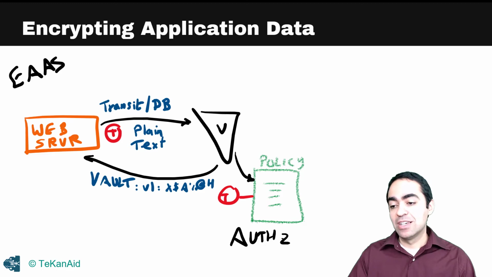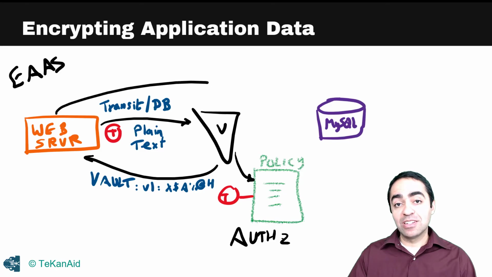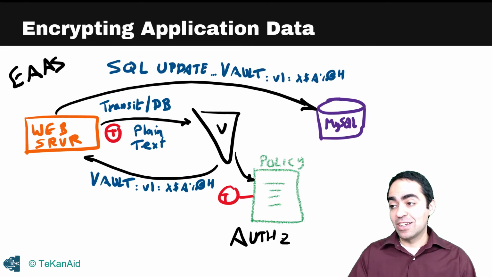It's ciphertext. As you can see here, it starts with vault:v1, which is the first version of that secret using the first iteration of the key, and some blob of text. Basically, the web server now can store this encrypted data inside of a database, let's say a MySQL database, and therefore if anybody accesses this database, this data is encrypted at rest and they can't really see anything.